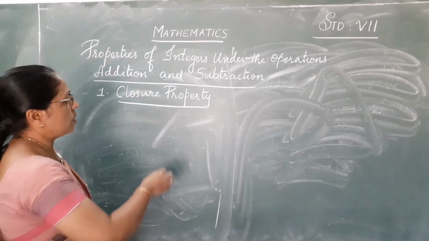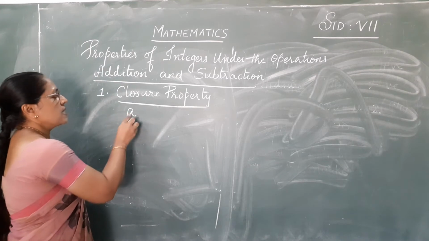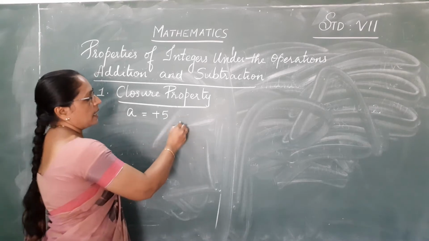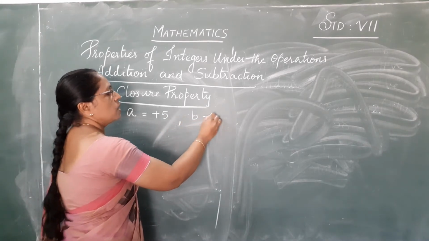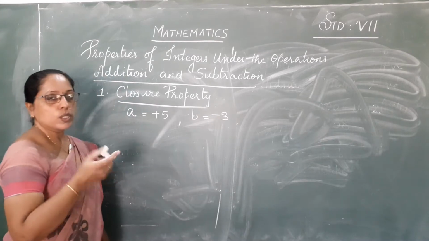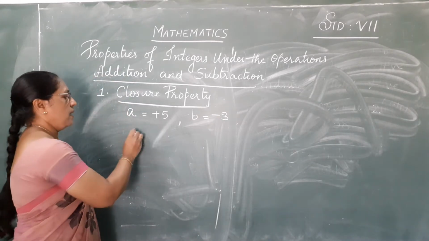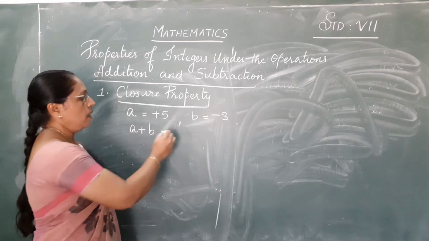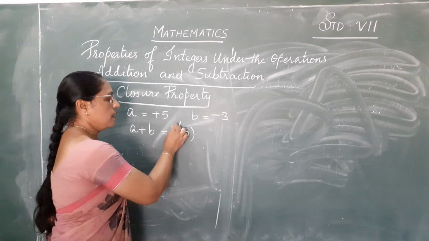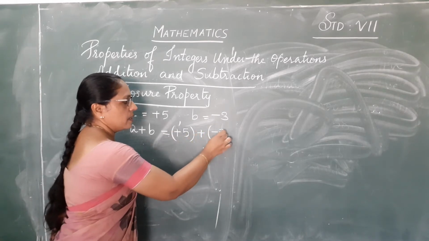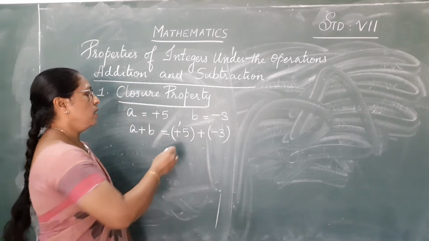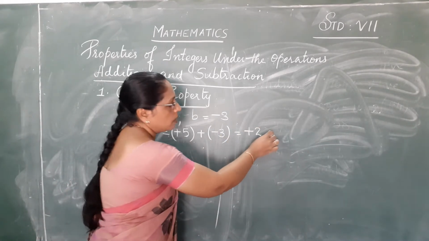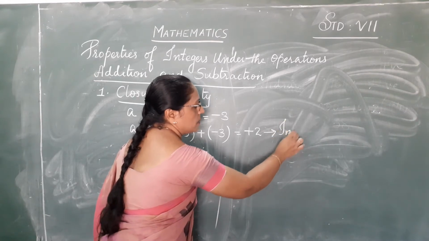Let's see examples. So I am taking the first integer as a, a equal to positive 5, and the second integer as b, b equal to negative 3. So what we are going to do? Let's add: a plus b equal to positive 5 plus negative 3. Addition, you already learned the rule. So we get the answer positive 2. What is positive 2? It's also an integer.